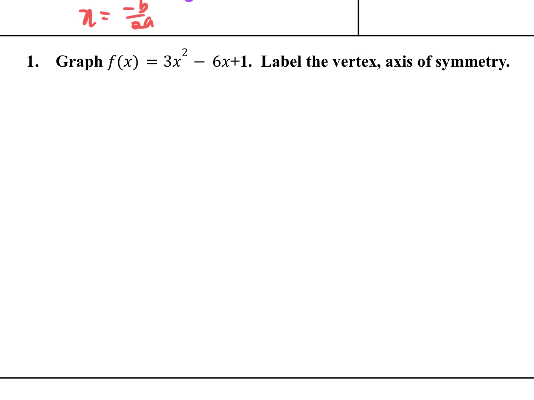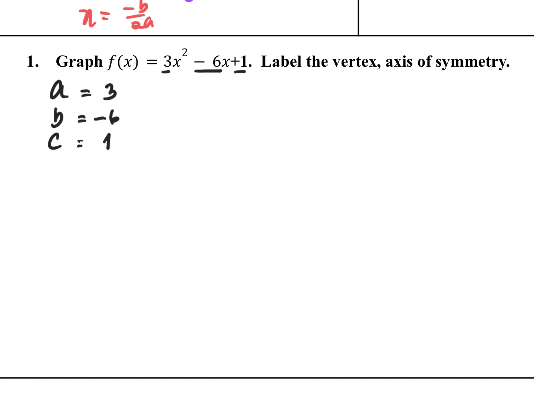Okay, number 1, graph f of x is equal to 3x squared minus 6x plus 1. Label the vertex and axis of symmetry. First step we're going to do is to determine the values of our a, b, and c. Okay, the a here is this one. That's going to give you 3. Our b is negative 6. And c is equal to 1.